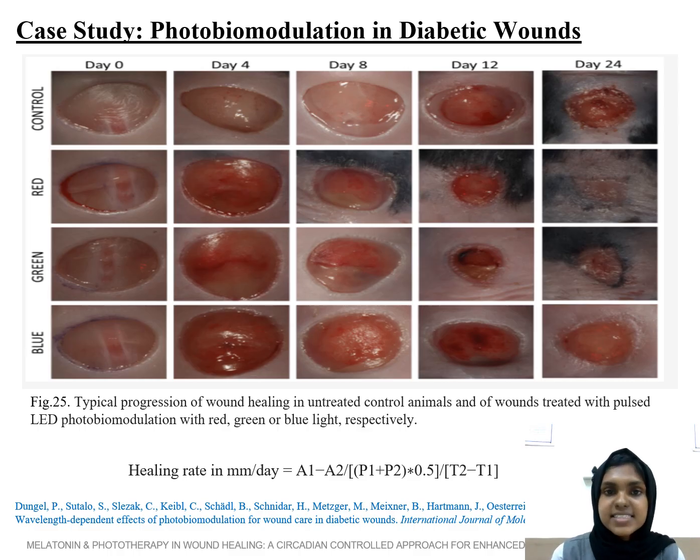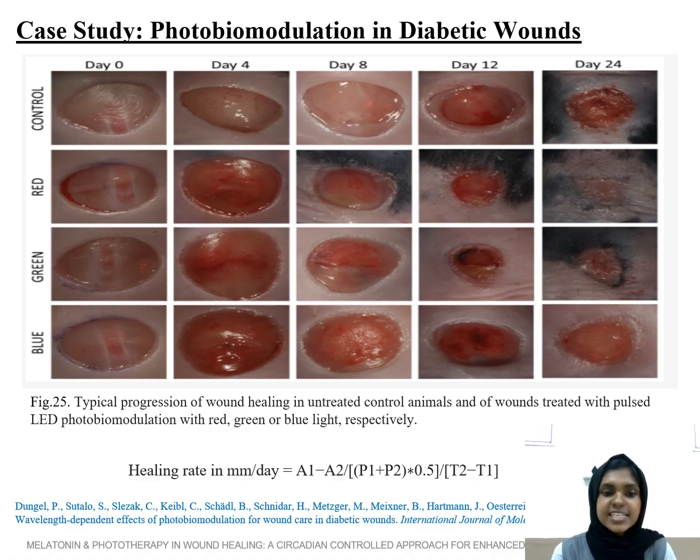So this is the case study, photobiomodulation in diabetic wounds: a typical progression of wound healing in untreated control animals and of wounds treated with pulsed LED photobiomodulation with red, green or blue light respectively. As we can see, from day 0 to day 24, with red light the scar is almost completely removed, in another the scar is present somewhat, and in control mice there is no improvement in the scar.